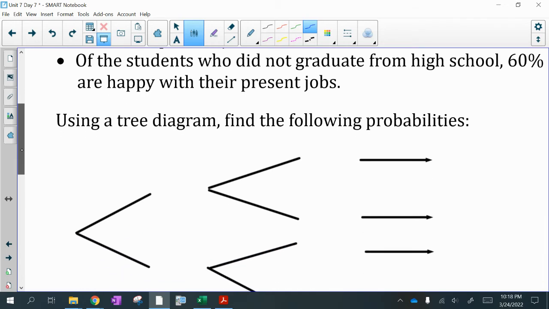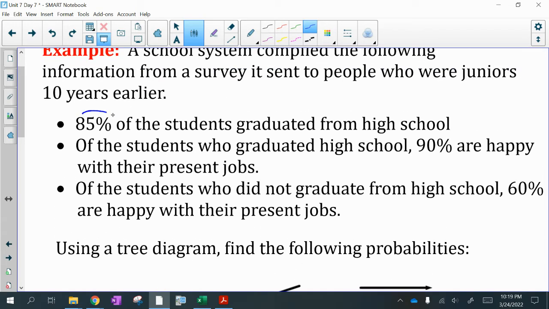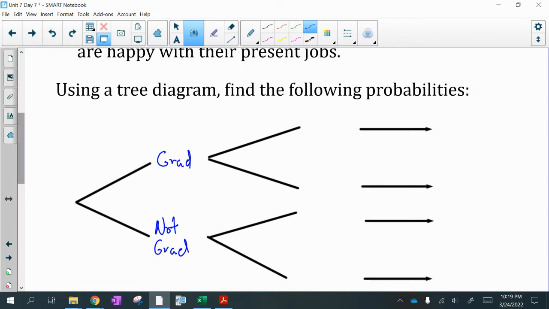So this first tree is going to be, did you graduate from high school? I'll put a notation here and say this one was a grad and this one was not a graduate. From the information they told me up at the top, it says 85% of the students graduated from high school. So I'm going to say that's 0.85. Well, in 0.85 graduate, that leaves me with 0.15 that did not graduate. Okay, so far so good.